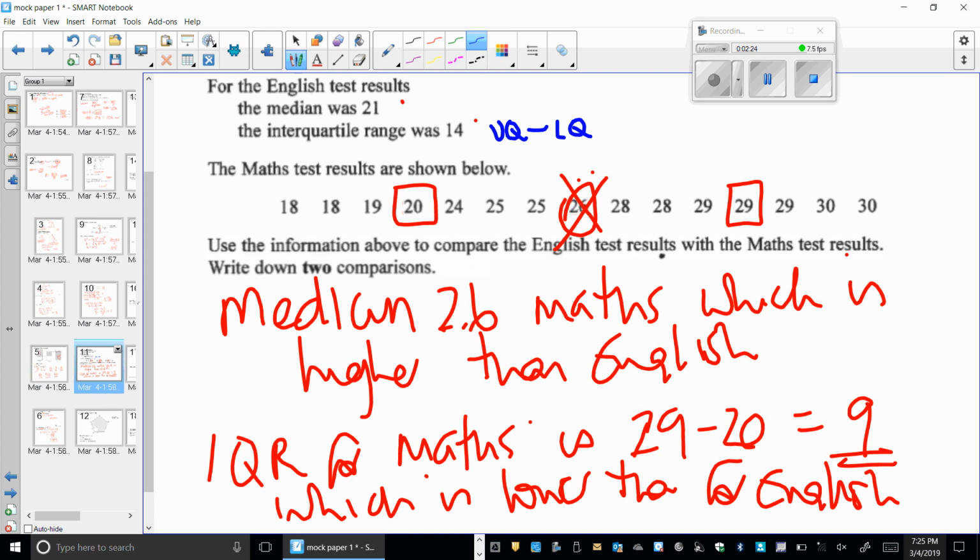Just see if I can find it. Comparison of the median. I think that's probably okay.